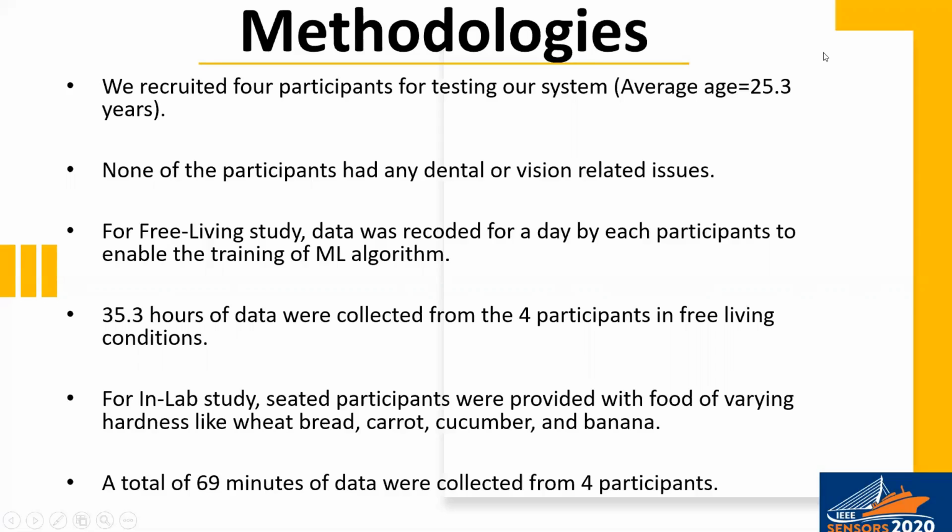For the in-lab study, we made the participants sit and we provided them with food of varying hardnesses like wheat bread, carrot, cucumber, and banana. Before we provided these four foods, we also told them to not chew anything for the initial time so that we can record the non-chewing event data. As a result, we were able to record a total of 69 minutes of data from these 4 participants.